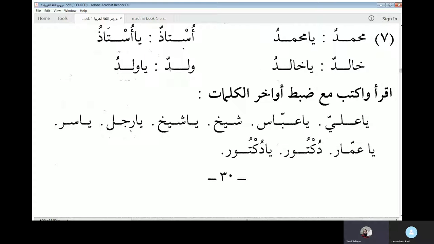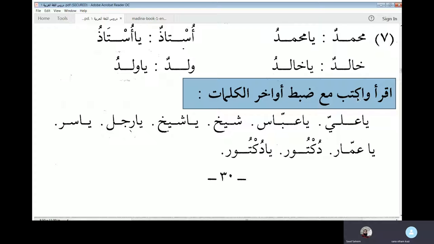Now, next question. Ma dabti awakhiril kalimat. Read and write with correct endings in the words. Ya Ali, Ya Abbasu, Sheikhun, Ya Sheikhu, Ya Rajulu, Ya Ammaru, Dukturun, Ya Dukturu.